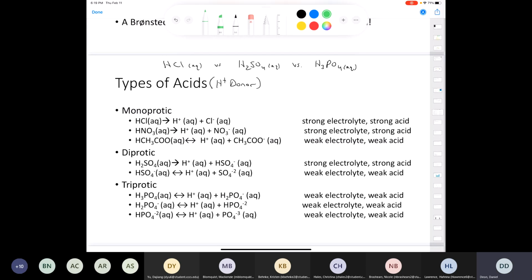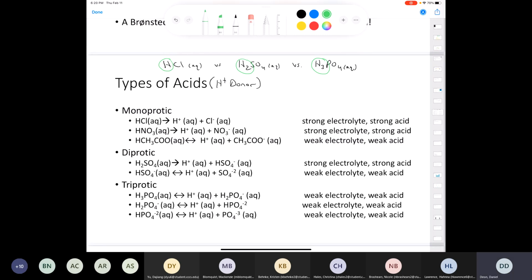When we look at the HCl, the hydrochloric acid, it only has one proton to donate. If we look at sulfuric acid, it's got 2 protons to donate. And if we look at the phosphoric acid, it has 3 protons to donate. The classification of these are monoprotic for 1 proton, diprotic for 2 protons, and triprotic for 3 protons.